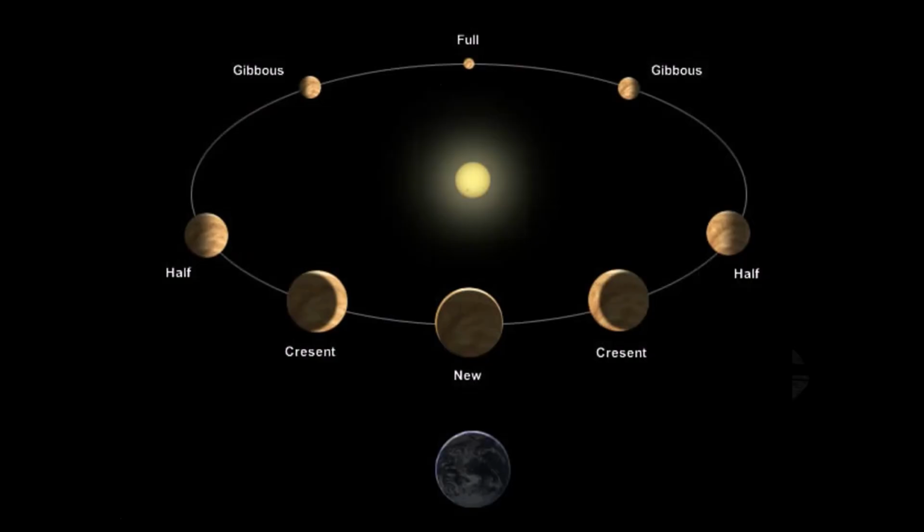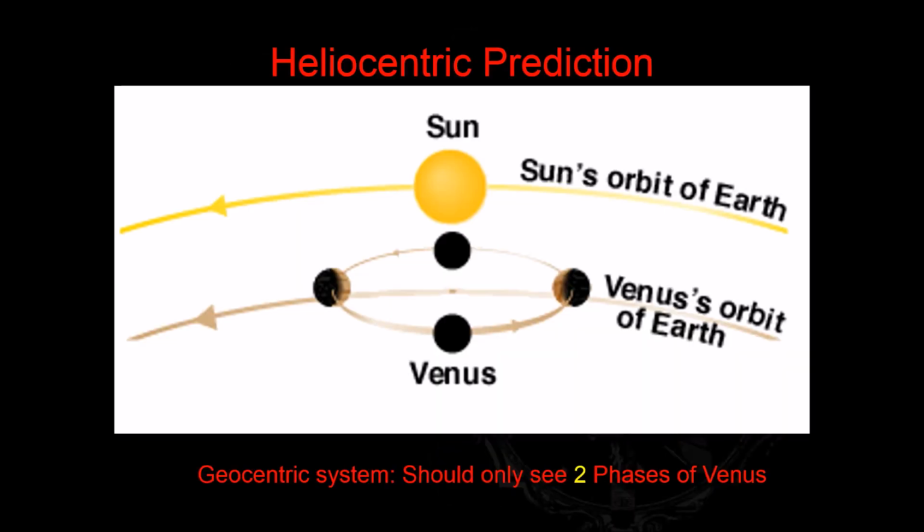So this was what Galileo saw, and this was part of his controversy. He didn't come up with the heliocentric system. He simply supported Copernicus's ideas. Copernicus did the proof, Galileo made the observations and published them.